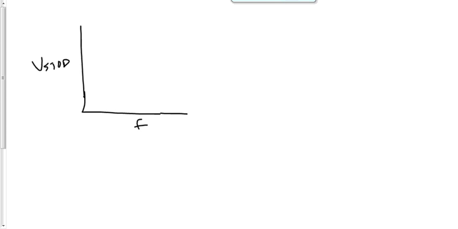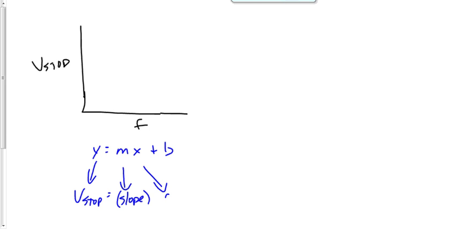Not exactly. We'd go through the same strategy, but we'd say y equals mx plus b. Y would be what, Nick? Yes. M would be slope. X would be frequency. And B would be y-intercept, right? Come up with an equation that has those variables in it, f and V stop. Well, it's going to be hf is equal to qV stop plus the work function. So it's a little bit trickier equation to come up with, right? Really, it's kinetic energy plus the work function, but we're replacing kinetic energy with qV stop.